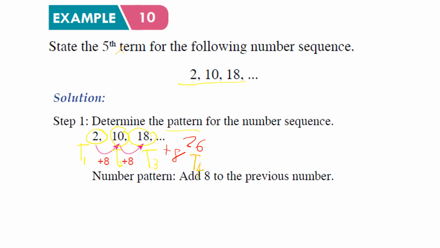We need to find the fifth term. So, we proceed. 26 plus 8 equal 34. So, 34 is the fifth term, T5. That is how we find the fifth term.